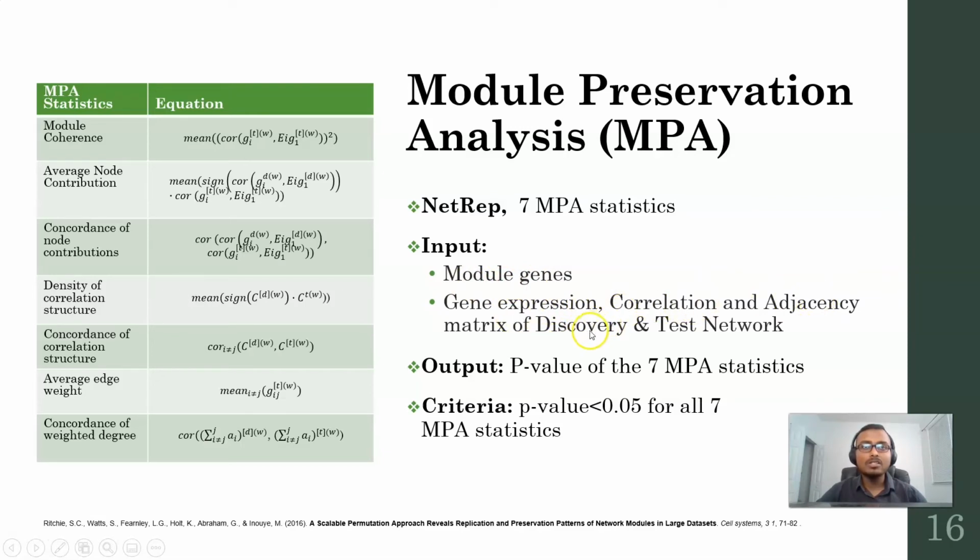two networks. One is the discovery network, from where the module is gotten from, and the second is the test network, in which the module is being tested. The output gives 7 different p-values based on the empirical null distribution using a permutation test. The criterion that was used is, if all of the p-values coming from the 7 MPS statistics are less than 0.05, then it is decided that the module is also preserved in the test network.